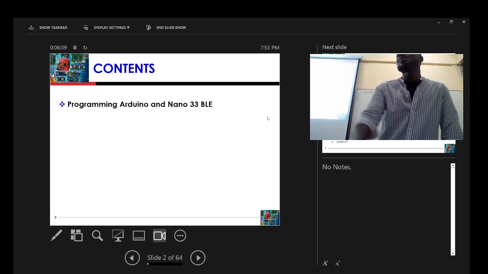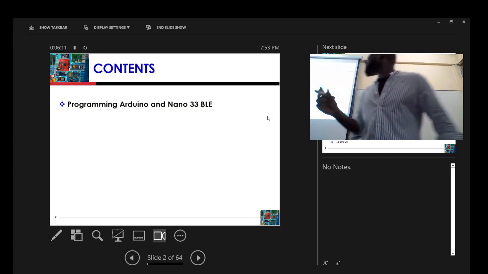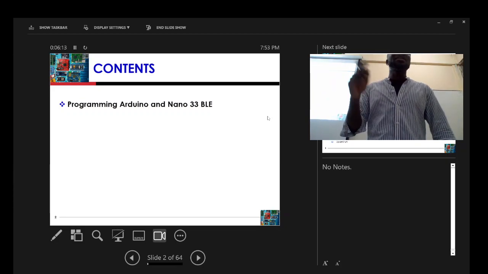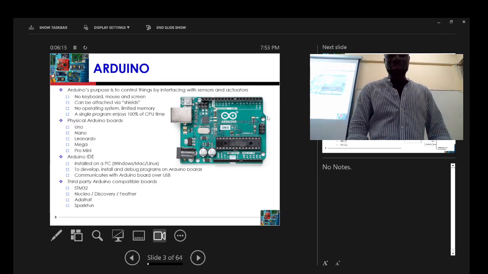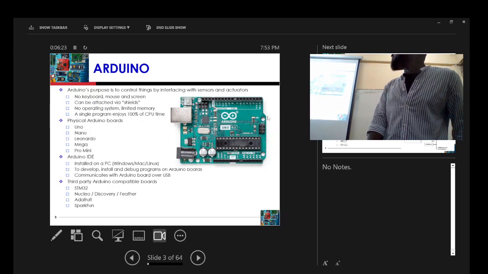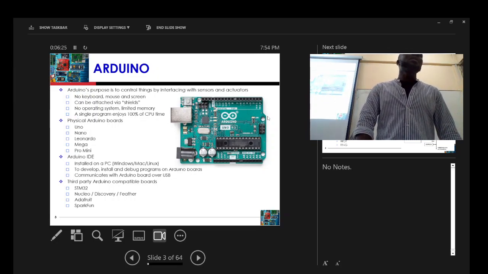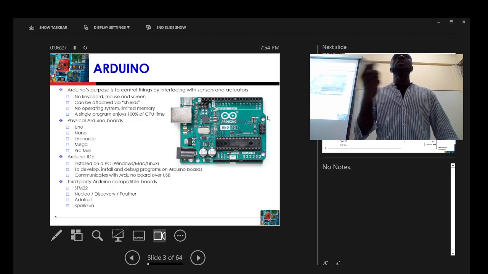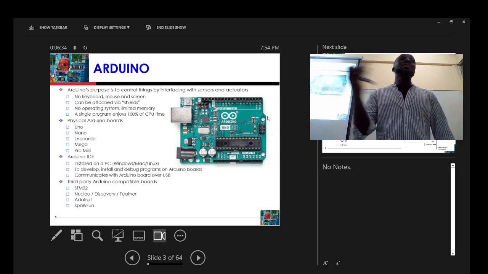Okay, so as I said, the board is the Arduino Nano 33 BLE, right? Now when we think about the Arduino, as I said the last time, the Arduino is just used to control things around us. The Arduino has sensors and it has actuators.